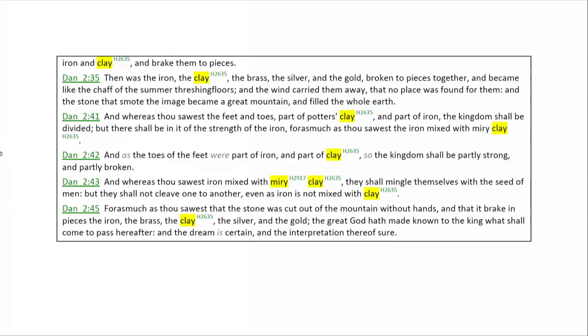And as the toes of the feet were part of iron and part of clay, so the kingdom shall be partly strong, partly broken. And whereas thou sawest iron mixed with miry clay, they shall mingle themselves with the seed of men, but they shall not cleave one to another, even as iron is not mixed with clay."